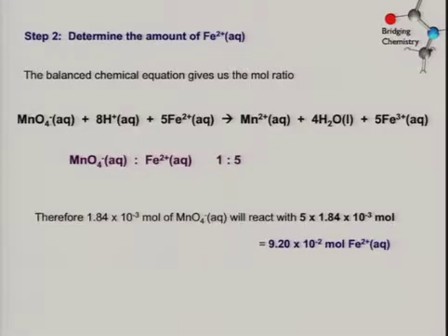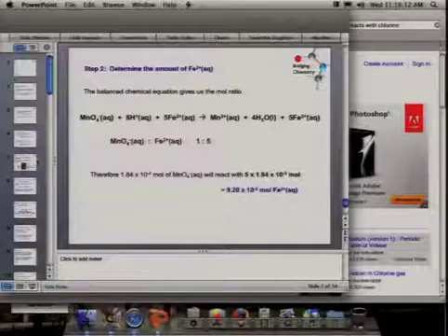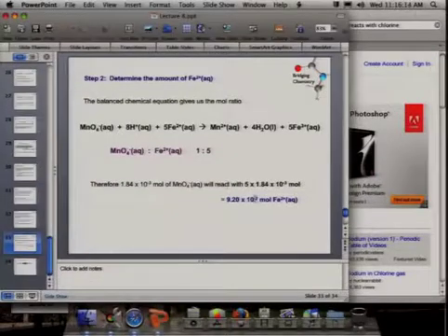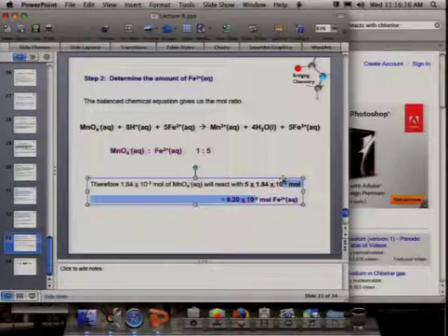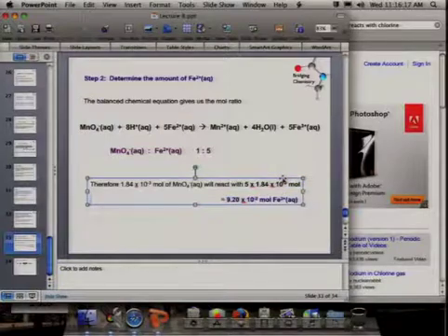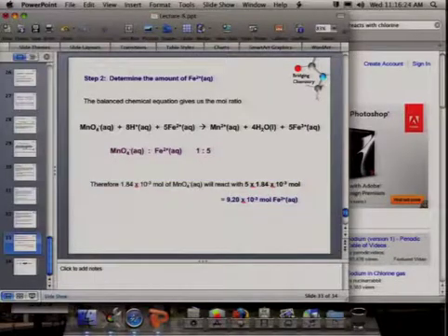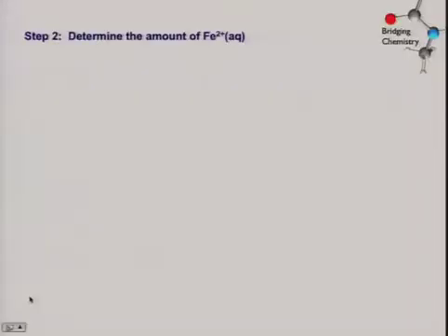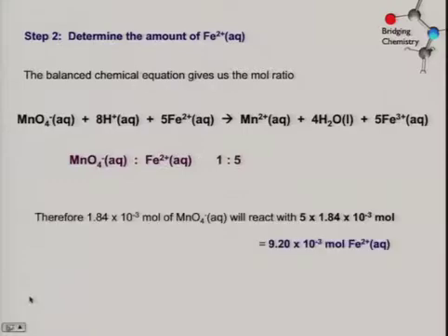Yes. Yes, it should be, shouldn't it? Lovely, thank you. We'll change that. It's bound to be 3 on the next slide, but I hope. There we are. 9.2 times 10 to the negative 3 moles.